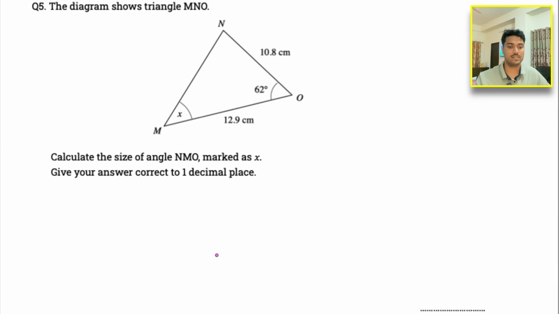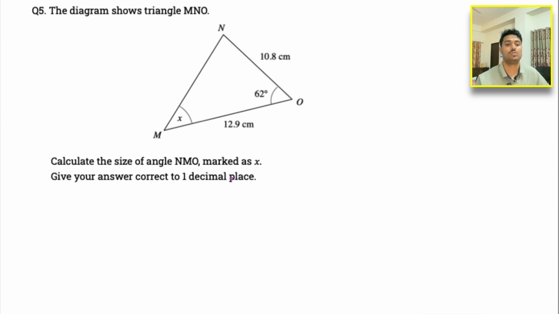Question number 5, it says the diagram shows triangle MNO. Calculate the size of the angle NMO, which is angle X, that is marked in the triangle. It says give your answer correct up to one decimal place. So now in this case we have to find this. Again, can we use sine rule here? Sine 62 by this? No. This angle is not given.